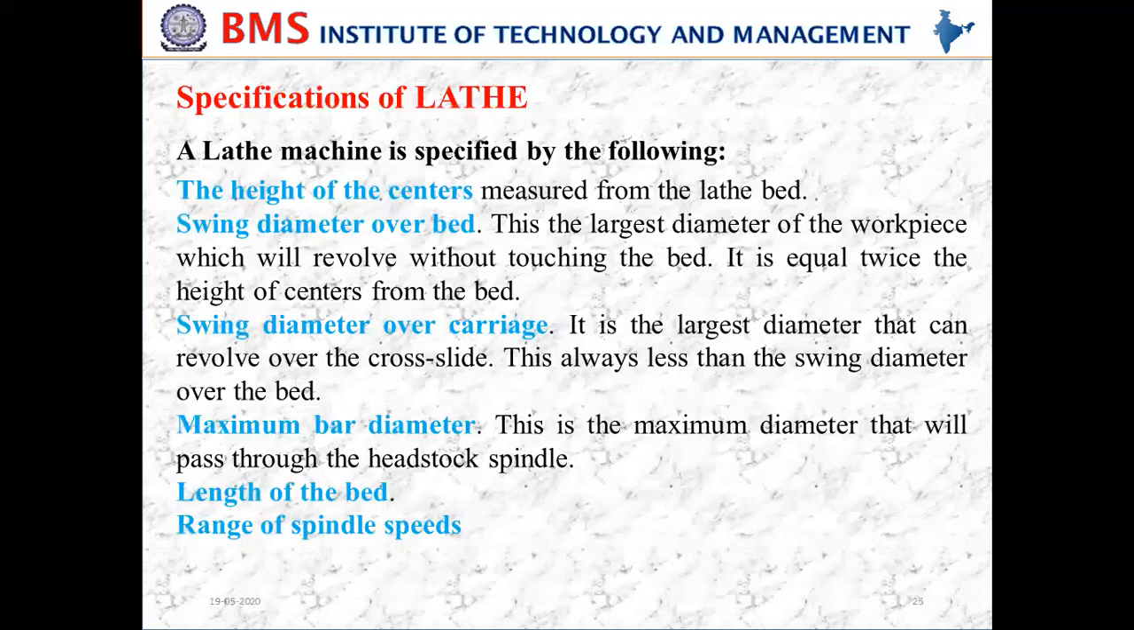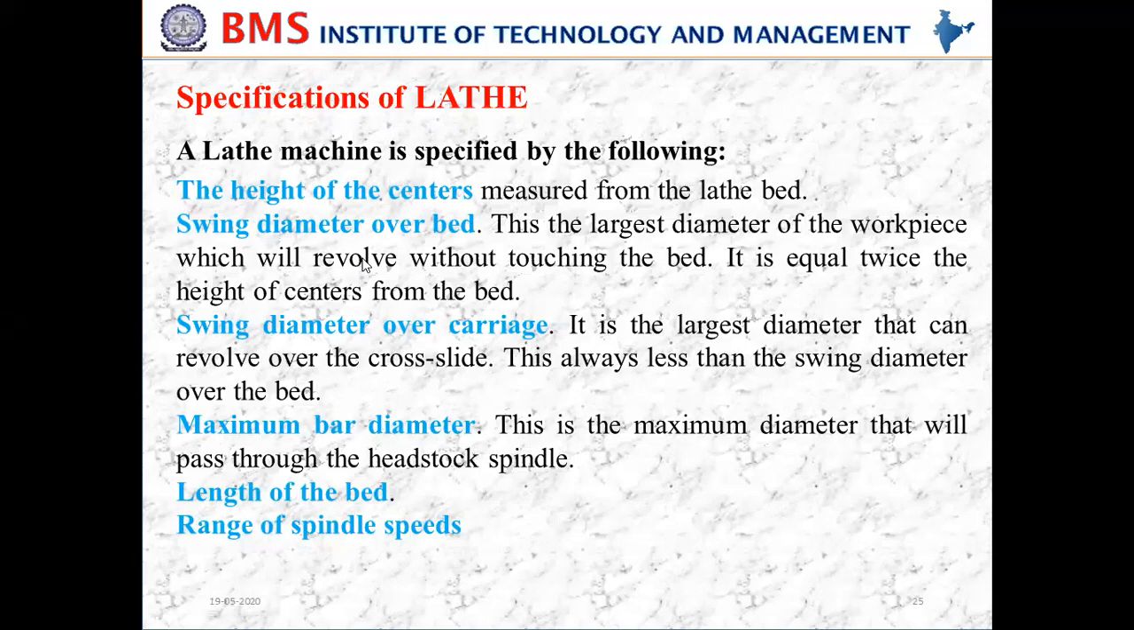Next is specification of lathe. So a lathe machine is specified. The size of the lathe is specified by one or more of the following criteria. One is the height of the centers, that is measured from the lathe bed. Here the centers are nothing but the dead center and live center. So the height of this dead center or the live center is measured from the lathe bed. So that is one of the specifications of the lathe, that is the height of the centers.